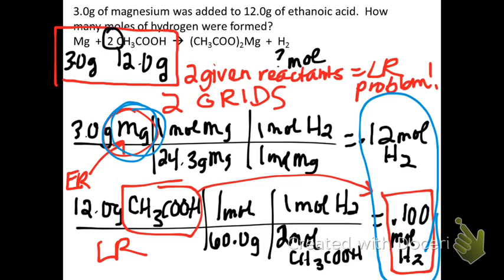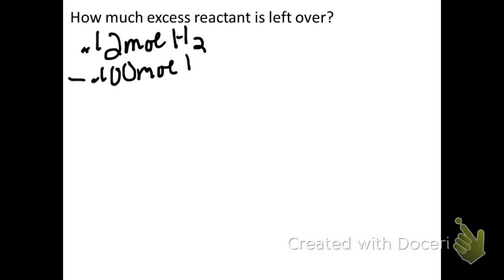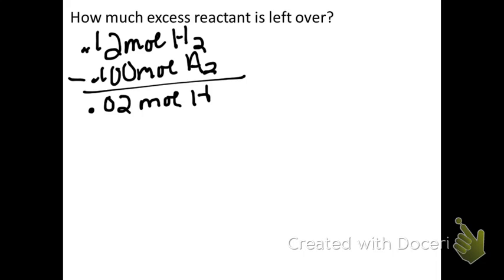So when you want to figure out how much excess is left over, subtract the answers from your 2 grids. So the 2 grid responses were that you had 0.12 moles of hydrogen, and the other one was that you had 0.100 moles of hydrogen. When you subtract those, and with sig figs, you get 0.02 moles of hydrogen.